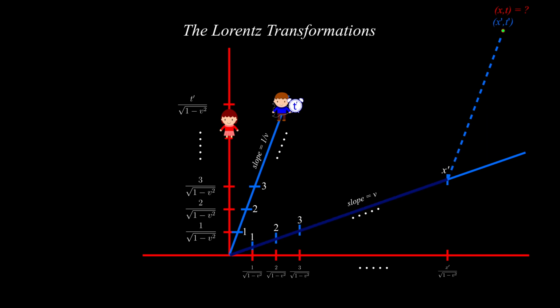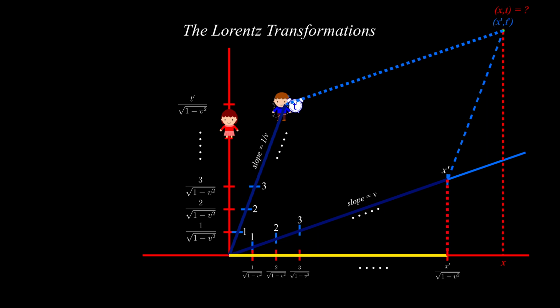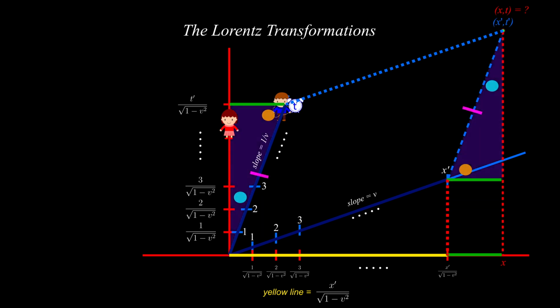The boy's measured t prime can be visualized by drawing a dotted line from the event to the boy's t prime axis, parallel to his x prime axis. Let's shade in the boy's t prime axis up to that time. Now let's look at the girl's x-coordinate by drawing a dotted line from the event down to the girl's x-axis. This distance is made up of the distance x prime over the square root of 1 minus v squared, plus another distance that we will shade green. This green distance is equal to the original distance the boy traveled because these two triangles are congruent.